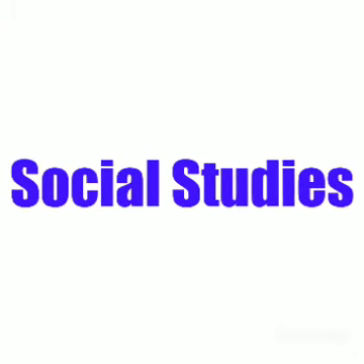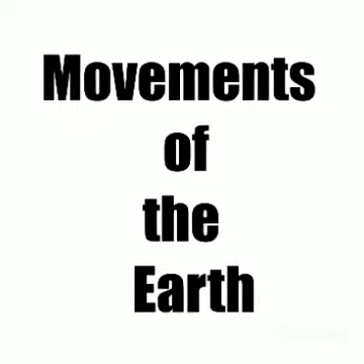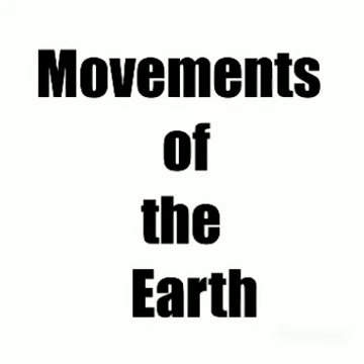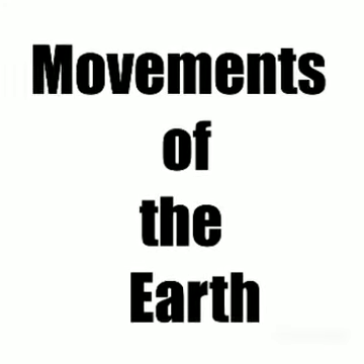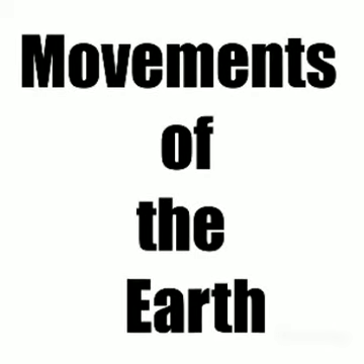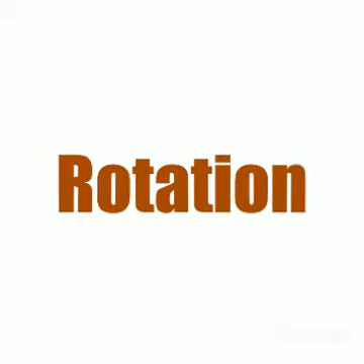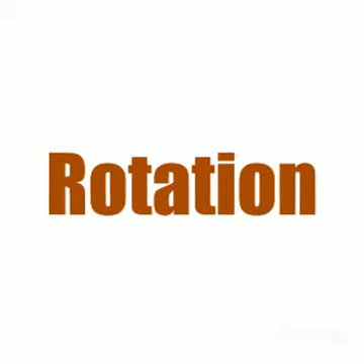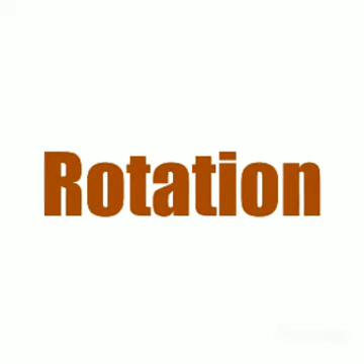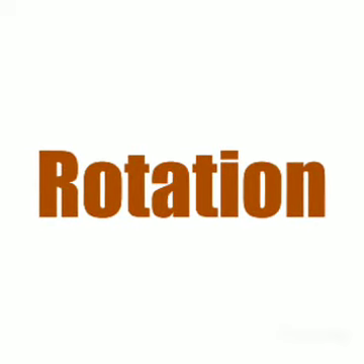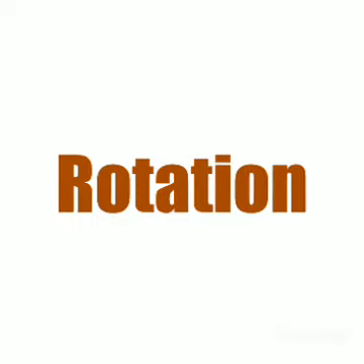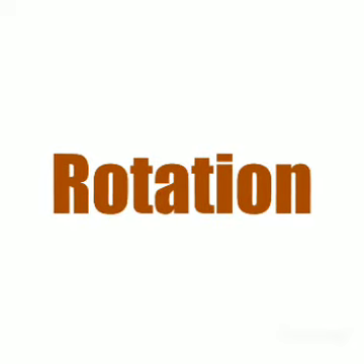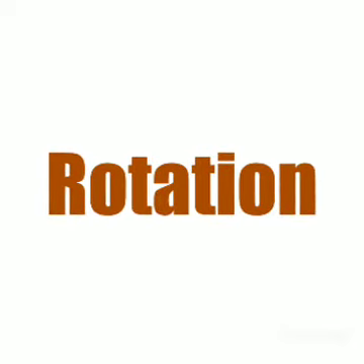In the previous class, I was explaining the chapter Movements of the Earth. As I told you all, there are two types of movements. The first one is rotation and the second one is revolution. I already explained the rotation of the earth. It means that the spinning motion of the earth is called rotation of the earth, and rotation of the earth is responsible for day and night on earth.